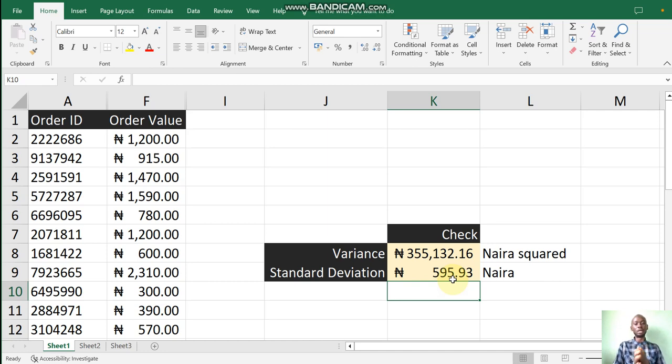So now that's it, guys. This is how you calculate the variance and standard deviation of a data set.